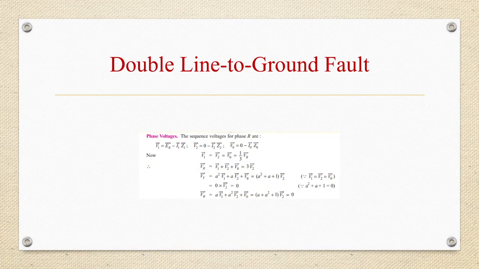Let us now derive phase voltages. Sequence voltages for phase R is V1 is ER minus I1 Z1, V2 is 0 minus I2 Z2, V0 is 0 minus I0 Z0. V1 is equal to V2 is equal to V0, that is 1/3 of VR, and VR is 3V2. Vy is A square V1 plus AV2 plus V0, that is equal to 0, and Vb is AV1 plus A square V2 plus V0, that is equal to 0.